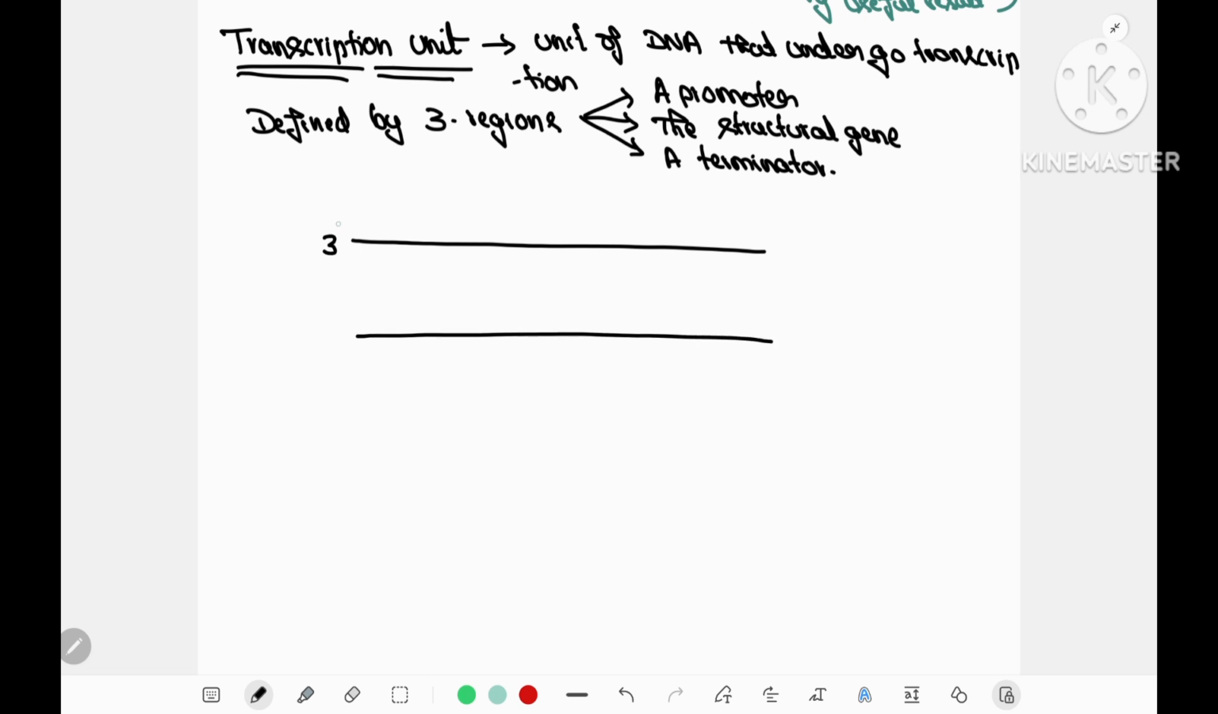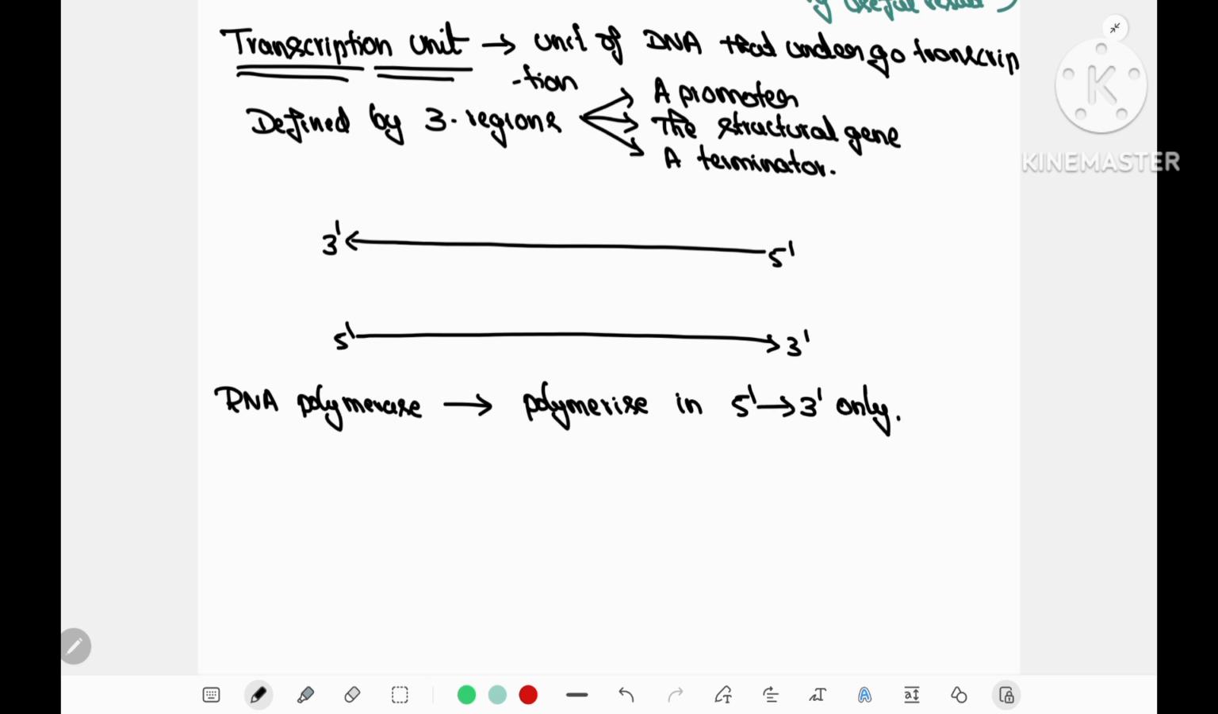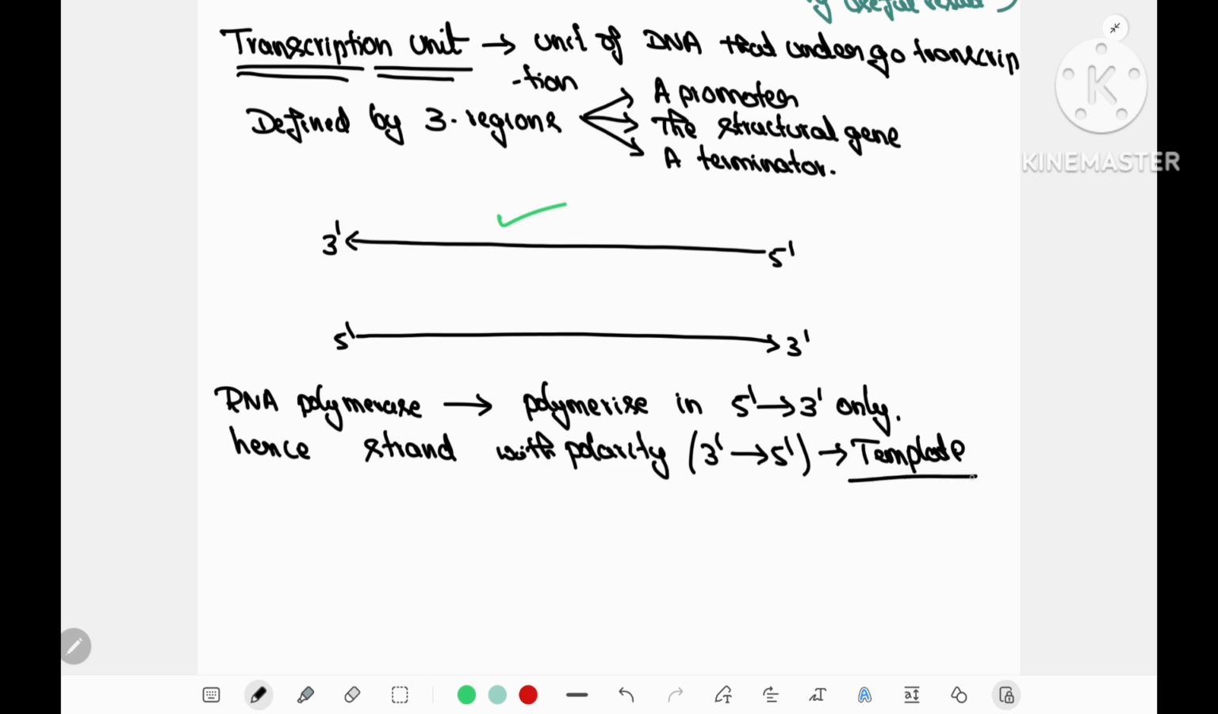Suppose I am writing here two strands of DNA. Suppose I need to call this segment of DNA a transcription unit. First, it should have two strands. That is for sure. And which enzyme is responsible for polymerization of mRNA from the DNA? That is DNA dependent RNA polymerase. From the earlier topic, it is clear that DNA dependent RNA polymerase polymerizes the nucleotides only in 5' to 3' direction. Now, the template should have the polarity opposite to it, that is 3' to 5'.